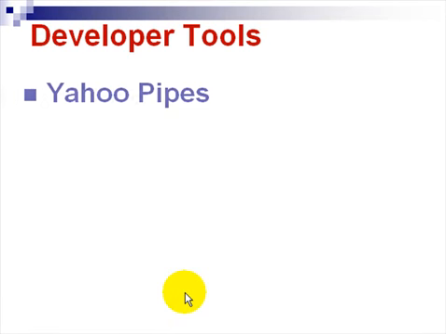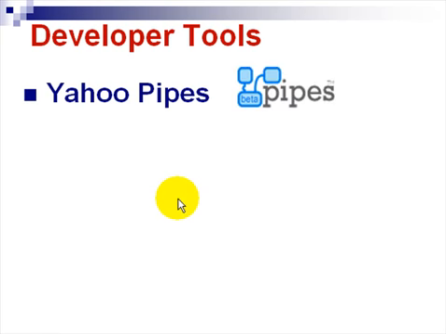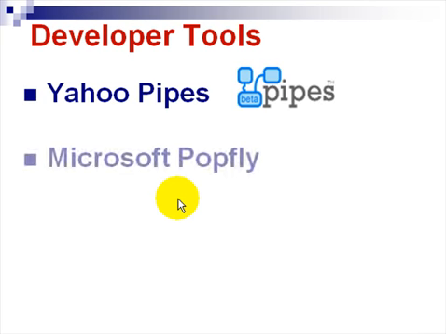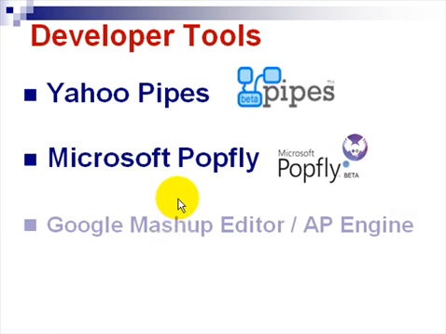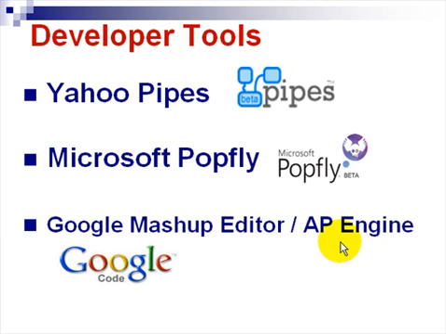There are some developer tools out there. Yahoo Pipes allows you to easily create mashups using drag and drop with little needing to write your own code. Microsoft Popfly, another drag and drop Silverlight application. And the Google Mashup Editor, which is going to turn into the application engine in the near future.